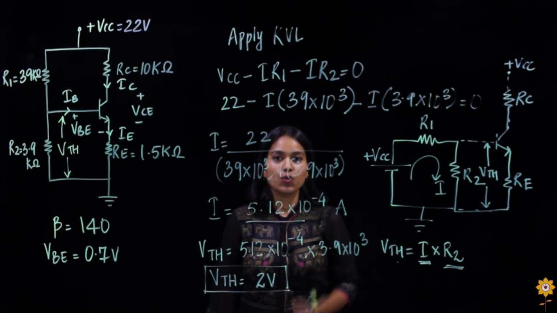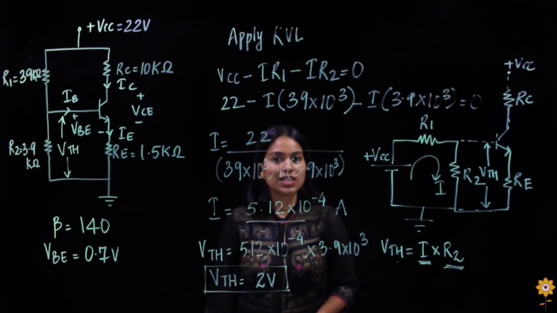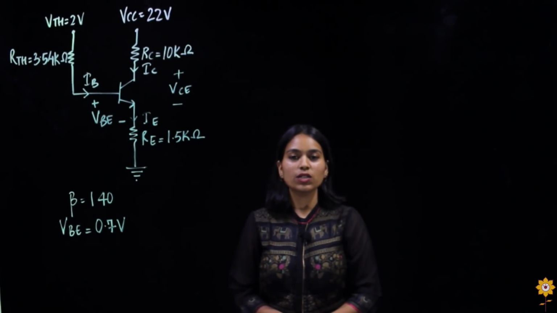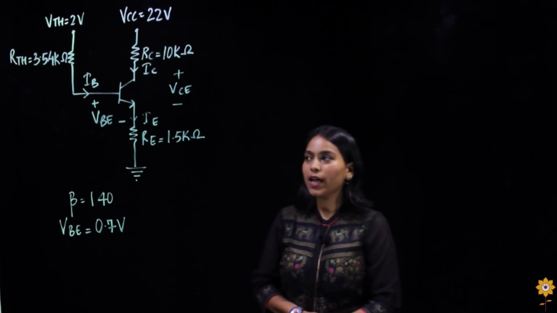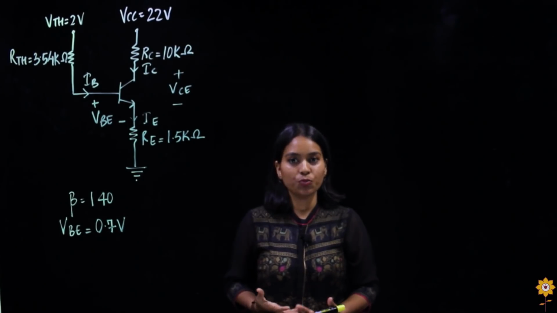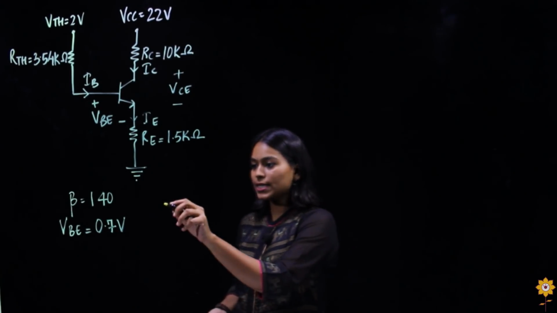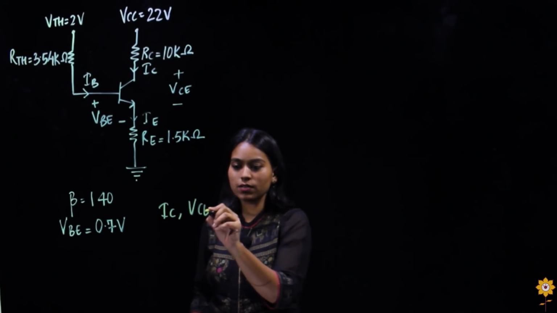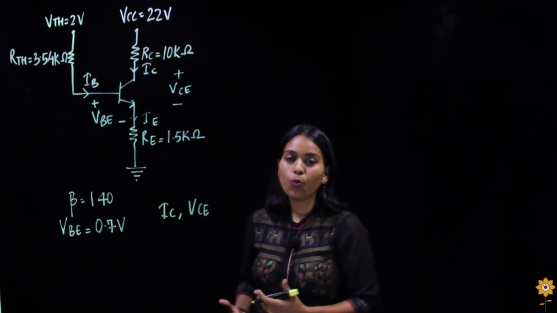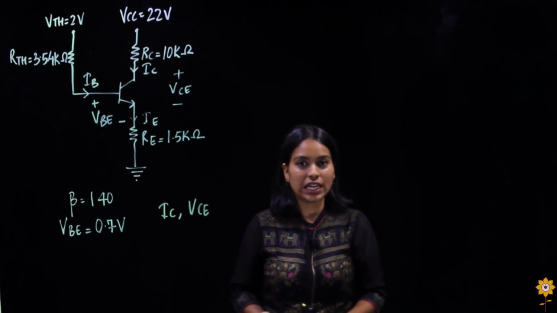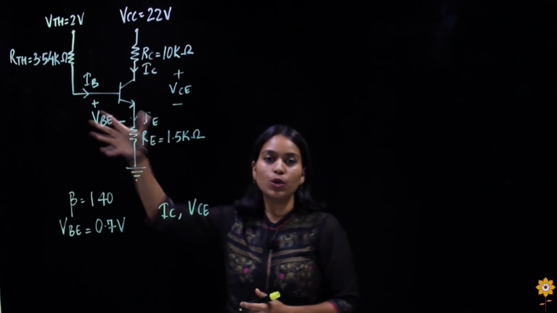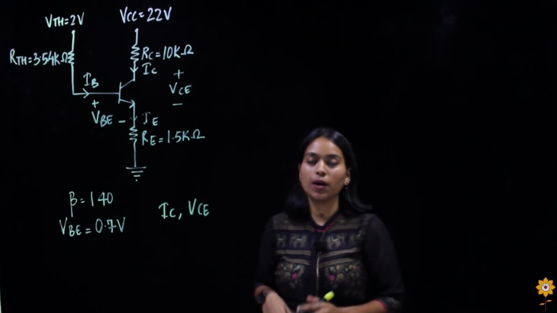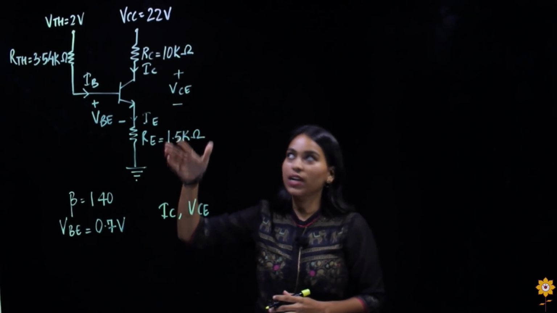So once you get these values, you have to draw the simplified diagram and then you have to apply KVL in the input loop as well as output loop. So once we got the values of VTH and RTH, we have drawn the simplified diagram, and now as we know, we have to find out two parameters which are IC and VCE. These two are nothing but the Q point coordinates or the coordinates of operating point. So we know that to find out IC, we have to apply KVL in the input loop, and to find out VCE, we have to apply KVL on the output loop or on the output side, which is this side over here.